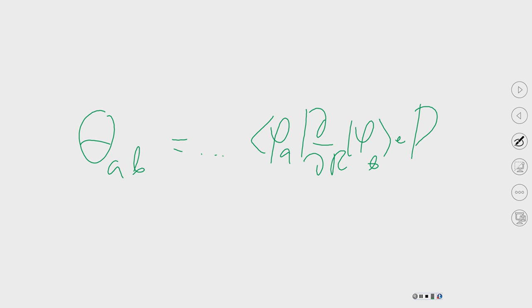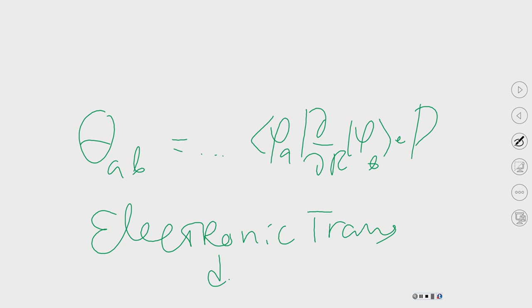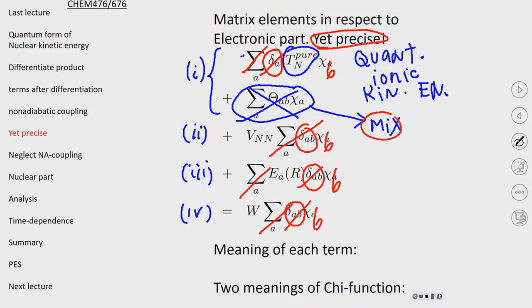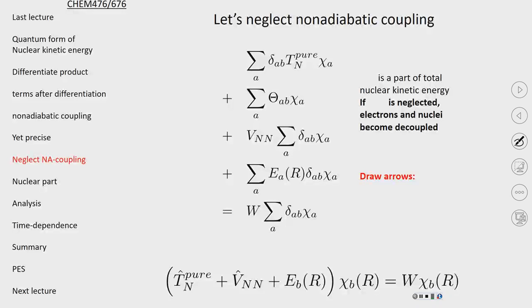So electronic transitions due to nuclear motion. Okay, and it is something you know. Non-adiabatic dropped. All other terms have snake and mice and lose the summation. And it is the equation that you have already seen in the summary slide.